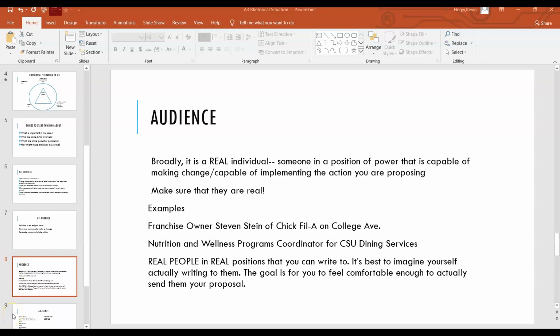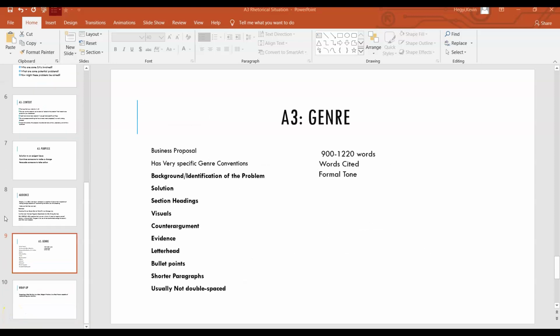You're writing a solution. We're going to be spending a lot of time talking about genre and genre conventions of a proposal because it is a very specific genre and much different than a research paper. So there's a lot of different little nuances. I'm not going to go through all of these, but just keep these in mind. Just keep in mind that there are very specific genre conventions. There's a background, there's always an identification of the problem, and there's always a solution. That has to be there in a proposal. You'll see some more stylistic things included. There's always a counter argument, and the style and things are just a little bit different.